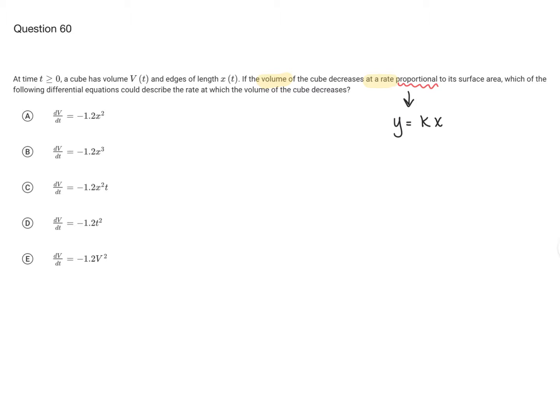So if you can picture a cube, we know each side length is x. Drawing is not my strong suit. So we have this cube here, and each side length is x. When we look at the surface area, each of these little squares has an area of x squared, and then there are 6 sides to the cube, so the surface area for a cube is 6x squared.